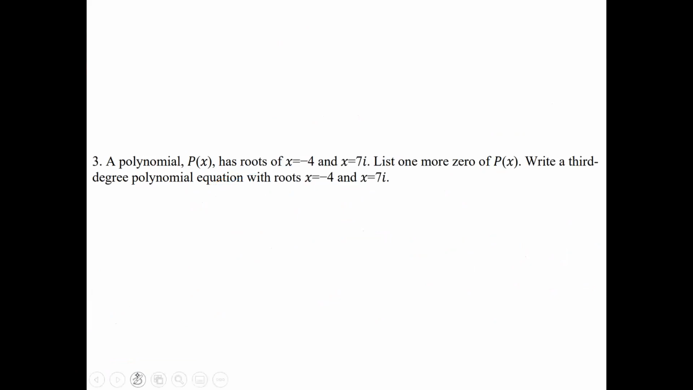All right, let's take a look at number 13. Number 13 says a polynomial p of x has a root of x equals negative 4, x equals 7i. List one more zero of p of x, write a third degree polynomial equation with a root x equals negative 4 and x equals 7i. So if your root is x equals negative 4, it's going to be an x plus 4 if you put it back into the parenthesis.